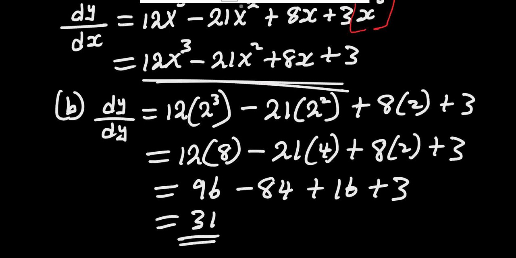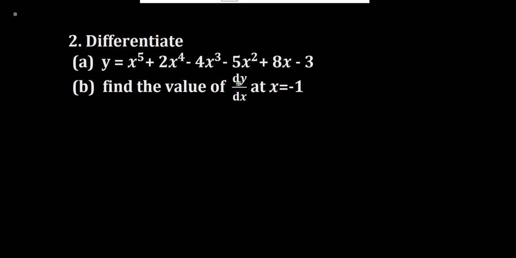All right, let's go on to the next question. Question 2. We can simply apply the same concept to this question. So this will become dy/dx equals to, we can now use this 5 to multiply. We have a 1 that exists here.